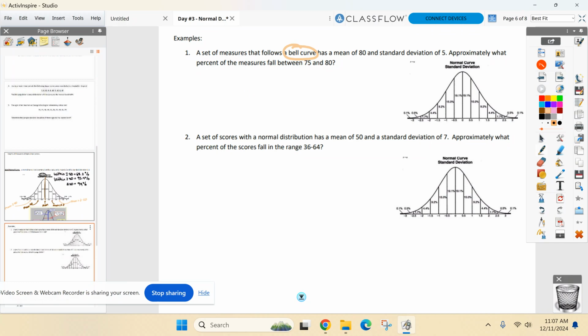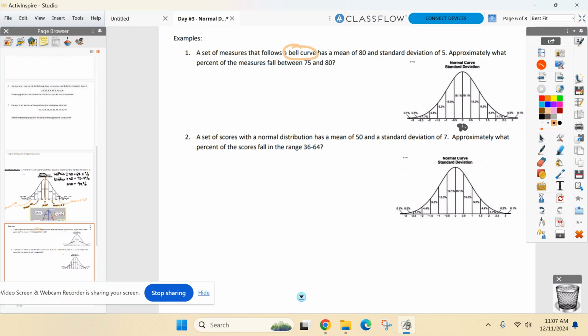The mean is 80. Can we place that 80 somewhere? Where? 0. We can place that 80 there. Nice. It has a mean of 80 and a standard deviation of 5. Hold off, we'll use that 5 in a second. Approximately what percent of scores fall between 75 and 80?